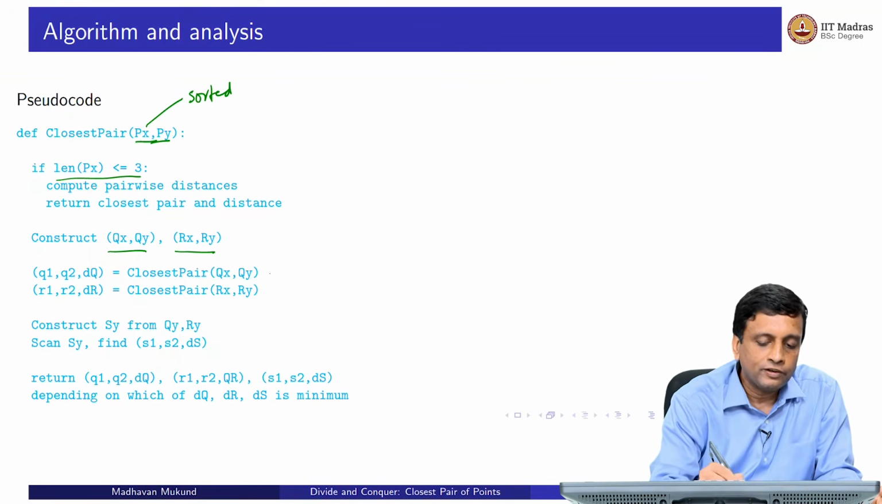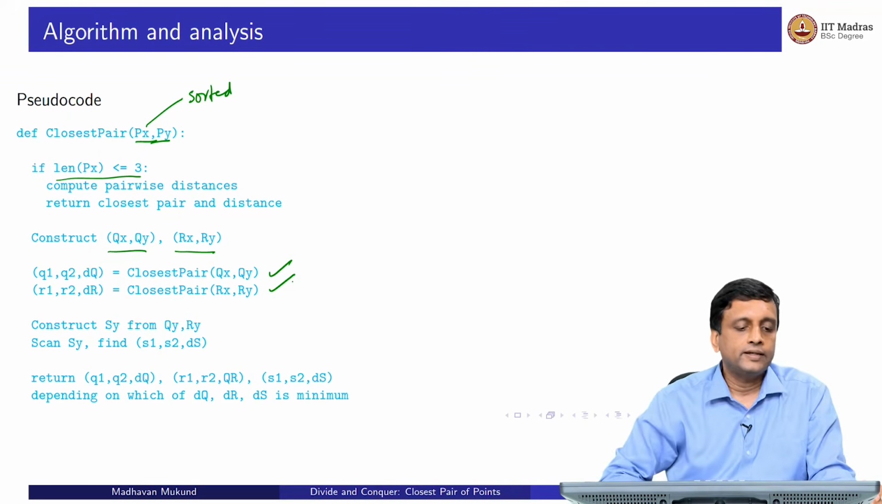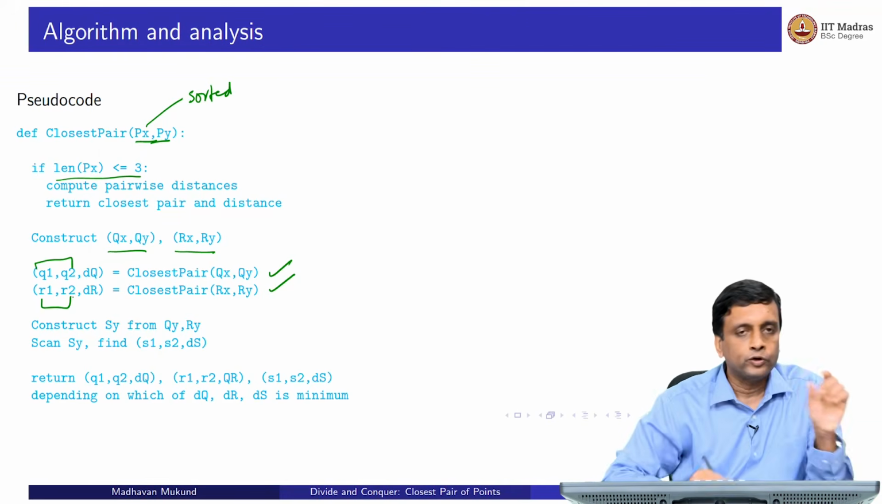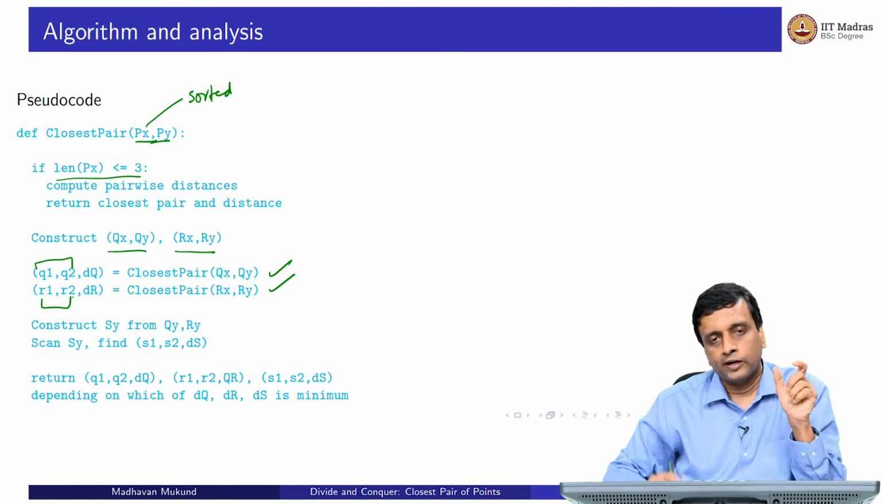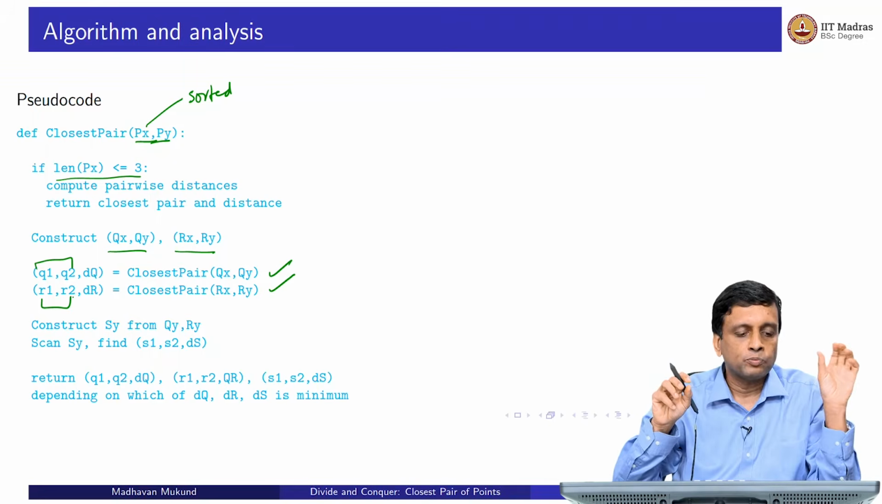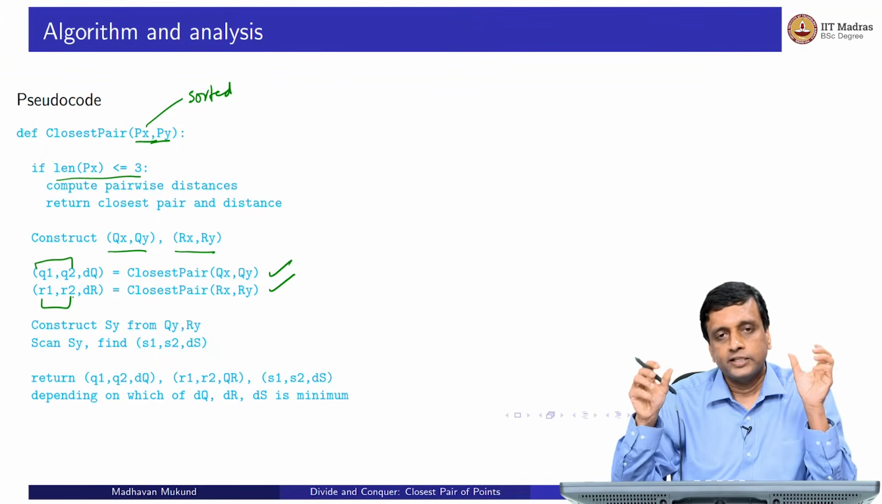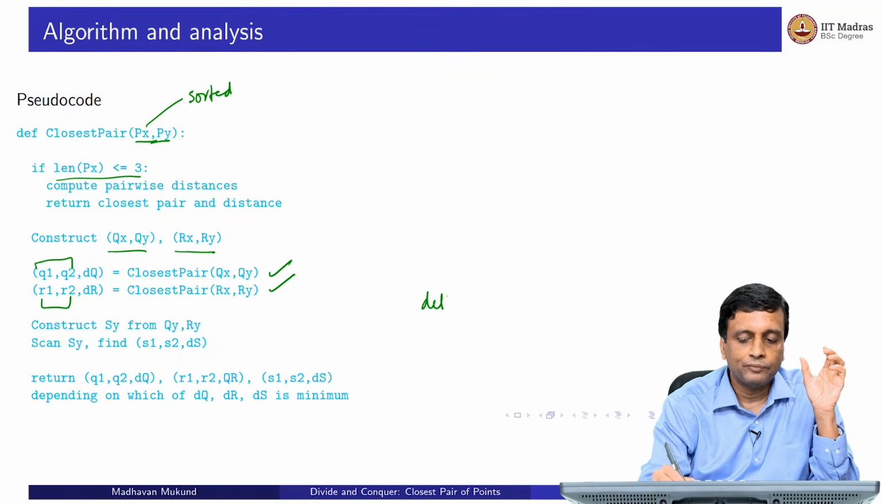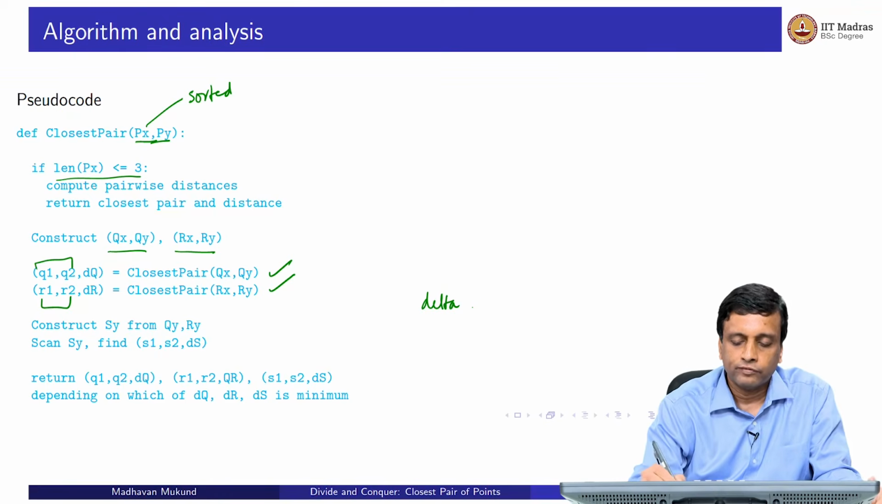Now I will recursively find the solution for these two halves. So it will report back to me the nearest pair of points. So q1 and q2 are the points, r1 and r2 are the points, and dq is the distance between the nearest points in q, and dr is the distance between the nearest points there. Now once I have this, remember that implicitly this delta, we needed the delta only for the proof, we don't need it for the code. Delta is the minimum of dq and dr.